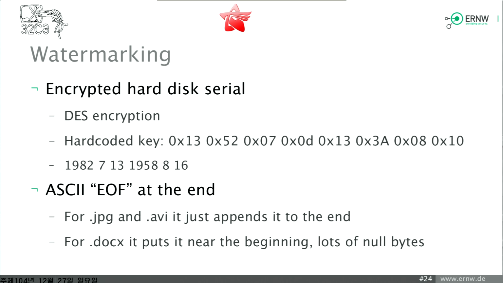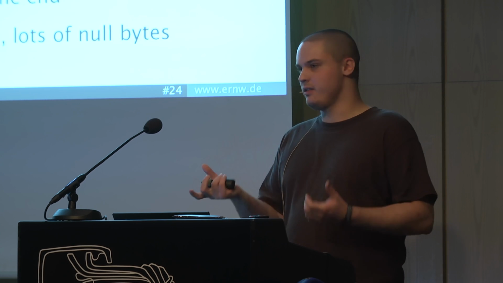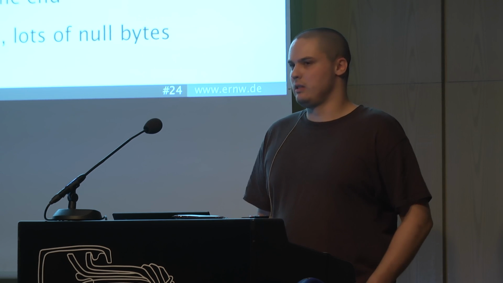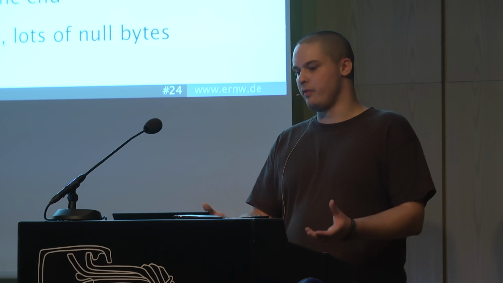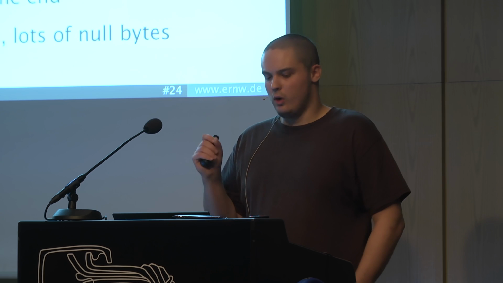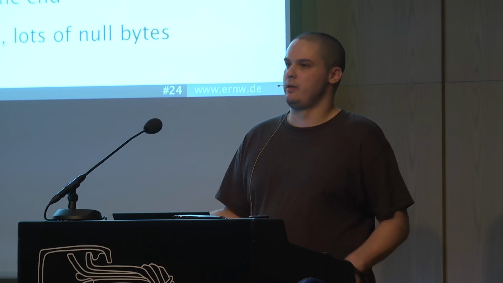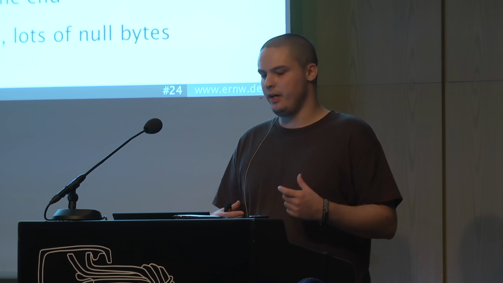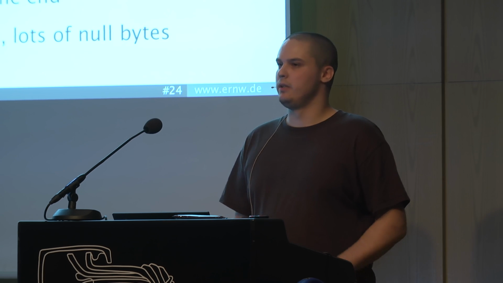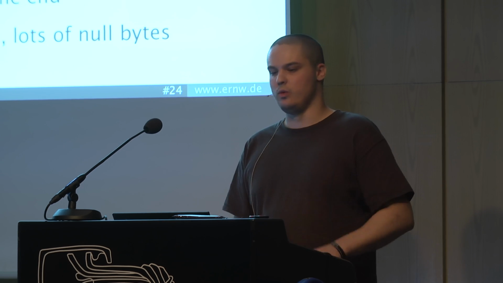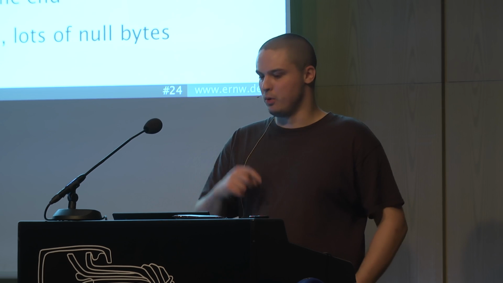So technically, the watermarks have an ASCII EOF appended, which is most likely used by the code itself to parse the files and see if there's already a watermark in there. For JPEG and AVI files, for example, it just appends this watermark to the end of the file. And when you have a docx, for example, then it appends it near the header where there are a bunch of null bytes, and then it just puts it in there.